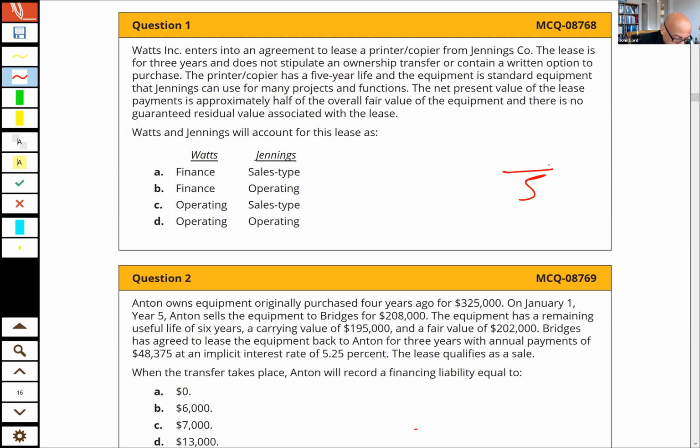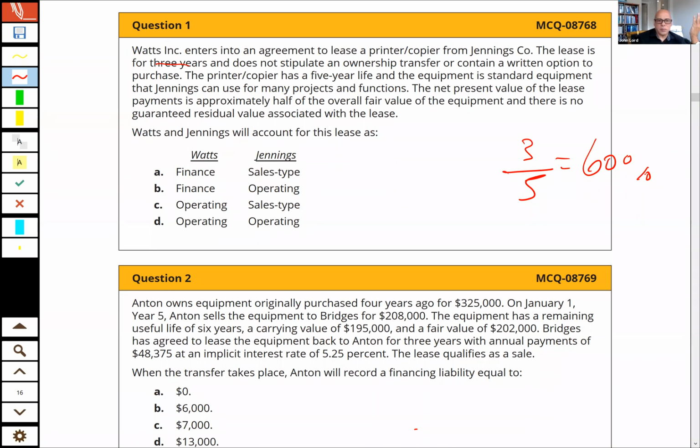And the lease is for how many years? 3 years. What's that? Is that 60%? Is that substantially the entire life? No, that's still pretty low, right? So far I haven't seen anything that will make me think that this is a finance lease. So then I say the net present value of the lease payments is approximately half of the overall fair value of the equipment. Well, there goes the net present value criteria.